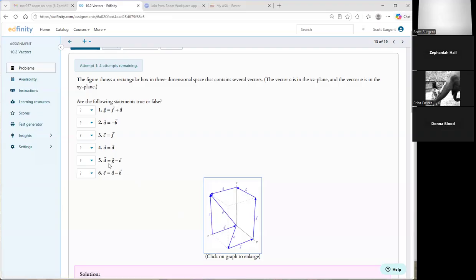Okay. D is G minus C. That's the same thing as asking: is D plus C equal to G? No, because for that to work, D would have to start at the origin, come out to C, and then that would work. So D plus C is not G, so 5 is false.